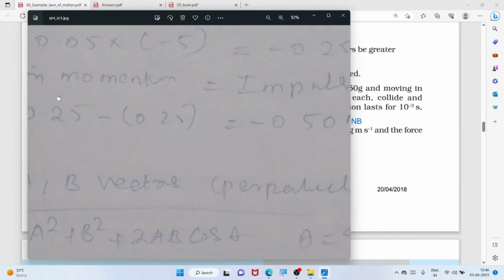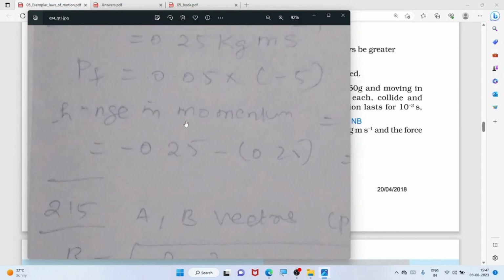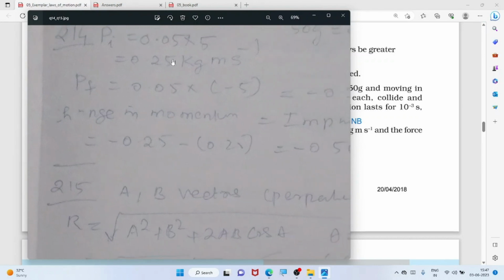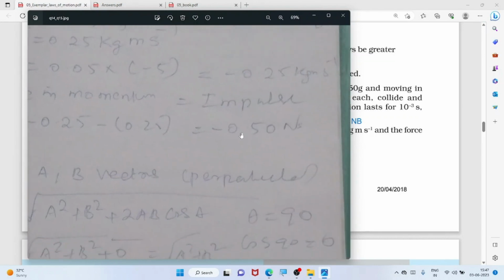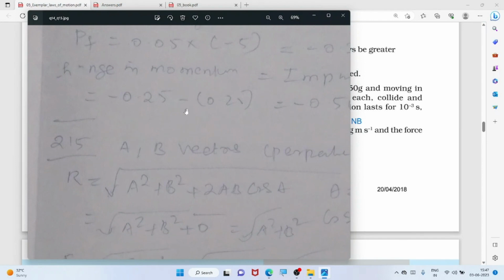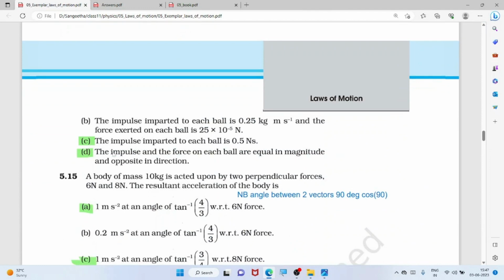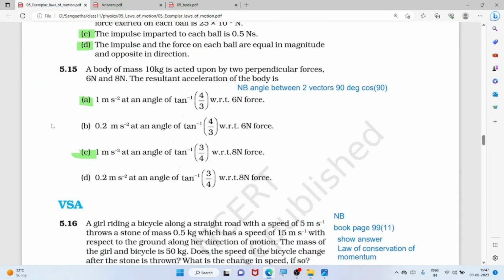Change in momentum is equal to the impulse, that is the final momentum minus the initial momentum. So this is the change in momentum. The impulse, okay, this one, and this is the answer.